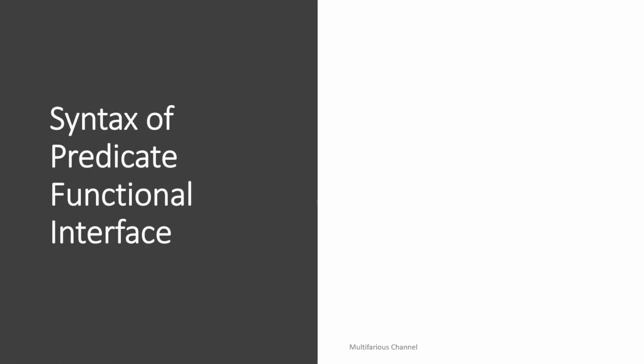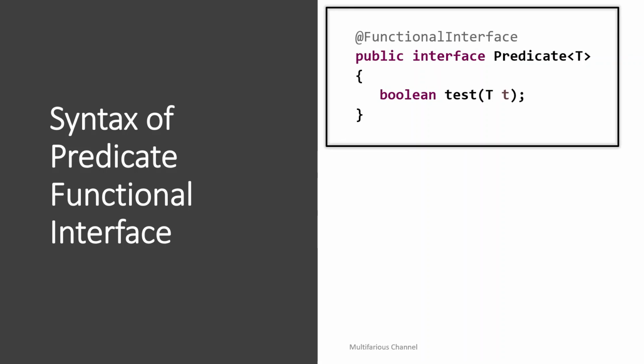So I hope you remember the syntax of the predicate functional interface. The predicate interface is a functional interface that defines an abstract method named test, which takes a single argument and returns a Boolean value. This method is used to specify a condition or criteria that can be used to evaluate the argument and determine whether it satisfies the specific condition or not. Now let's see the primitive variant of predicates.